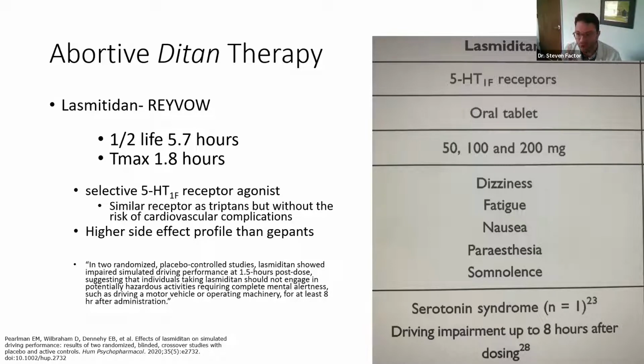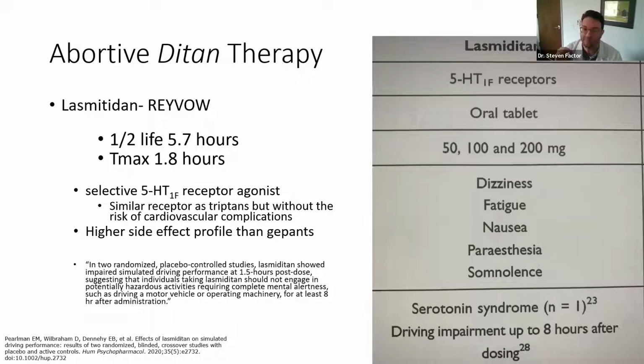But there's a rub here because there are more side effects with this drug than the gepants. Dizziness is seen in about 15 to 16% of patients. Paresthesias, which is numbness and tingling in the arms or the legs, seen in about 6%. Fatigue, nausea, somnolence, 3 to 4%. And most importantly, in the initial studies, patients experienced some impaired simulated driving performance at about 1.5 hours after the initial dose. So the concern is that they can't drive after taking this medication or operate heavy machinery safely.